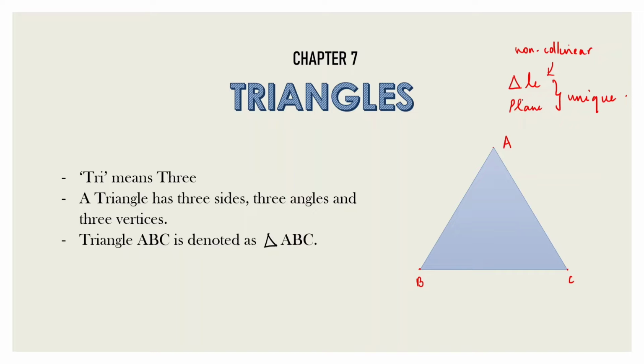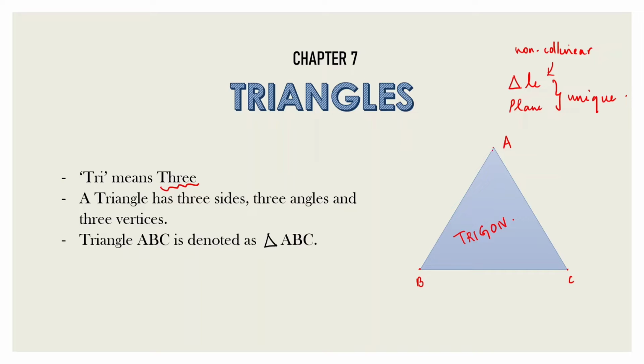A triangle is a three-sided polygon which is sometimes also known as a trigon. Why? Because tri means 3. A triangle has 3 sides, 3 angles and 3 vertices. Let's look at this figure.